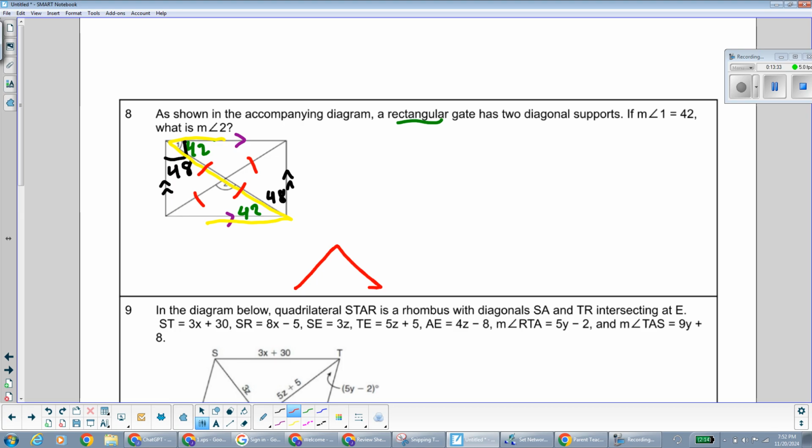And remember, if you have a triangle that has two equal sides, by the base angle theorem, the angles opposite those sides are congruent to each other. So if this is 42, this is 42. And that's really all I need. Because now, if I focus on this one triangle here, all angles of a triangle sum to 180. 42 plus 42 is 84. And if I do 180 minus 84, we get 96. So measure of angle 2 is 96 degrees.